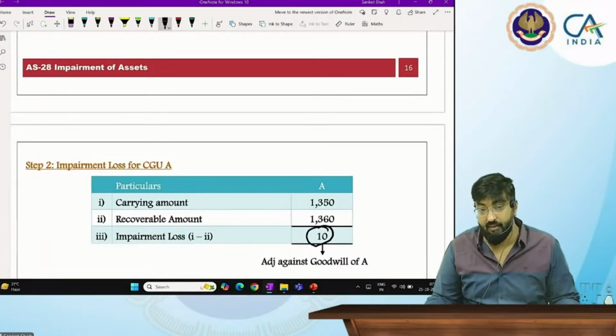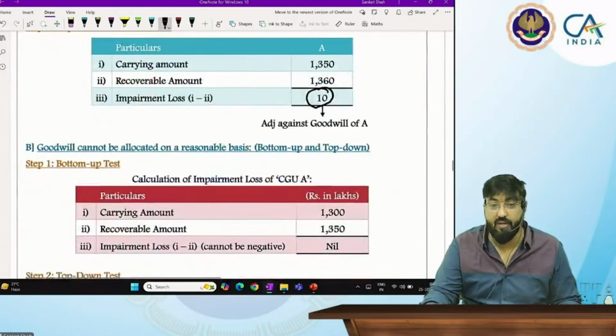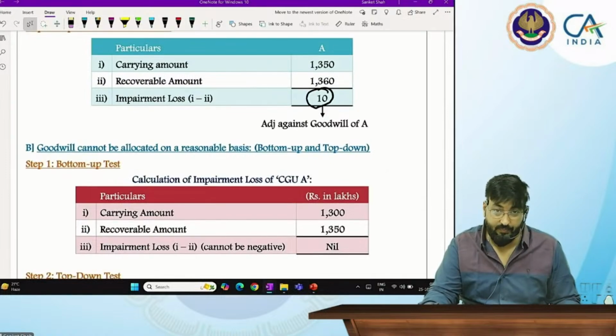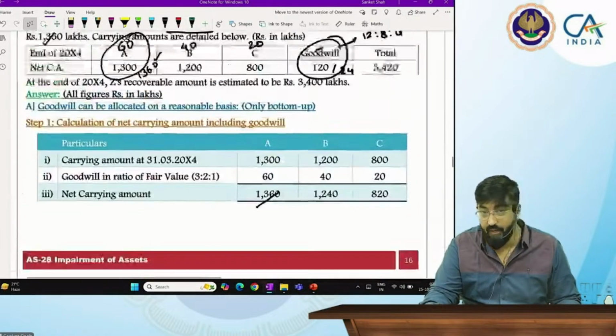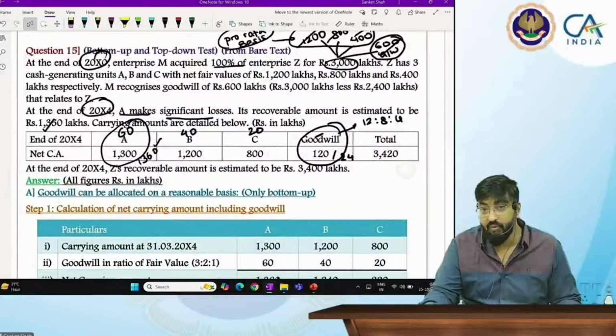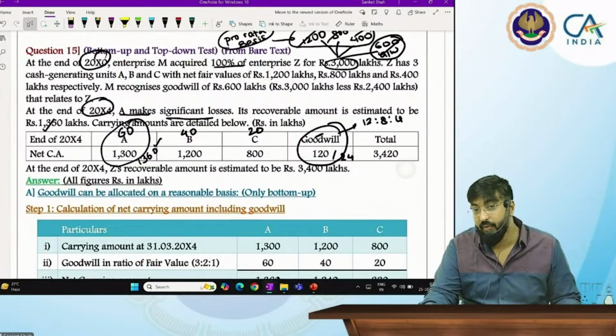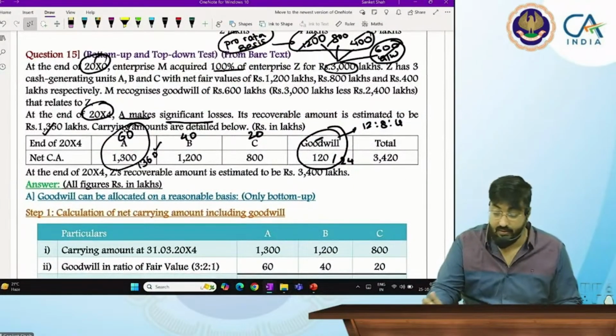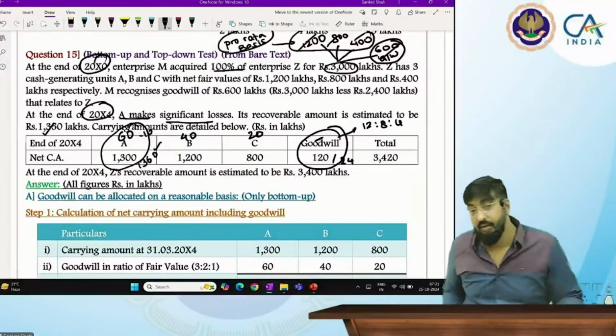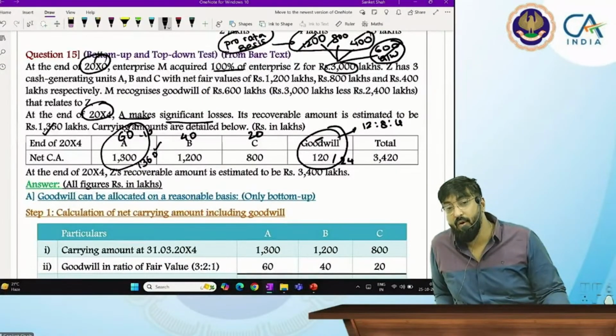By rupees 10. And this you should adjust against goodwill. Okay, adjust against goodwill of A. So we will continue with goodwill, but we will show goodwill as 60 minus 10, that is 50. And overall goodwill will be 50 plus 40 plus 20. It is 110. Correct? Yes, sir.